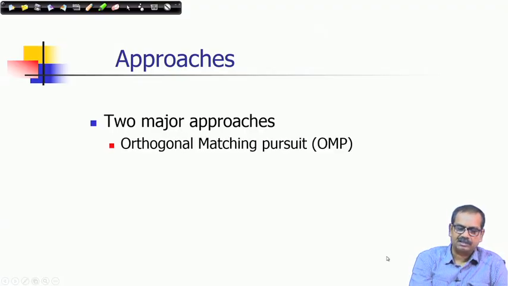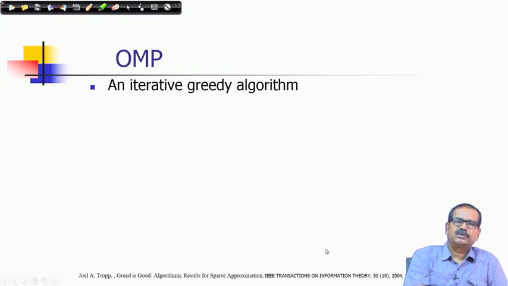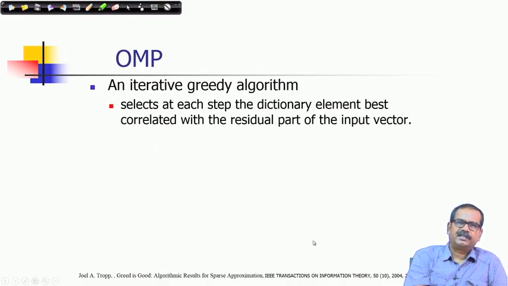So, two major approaches: one is orthogonal matching pursuit, another one is basis pursuit. In orthogonal matching pursuit, or in short OMP, the algorithm is an iterative greedy algorithm. What it does is select at each step the dictionary element which is best correlated with the residual part of the input vector. We will see what that means.